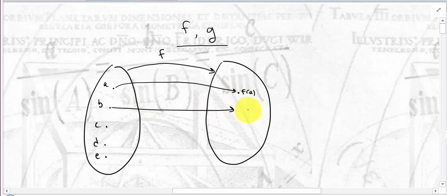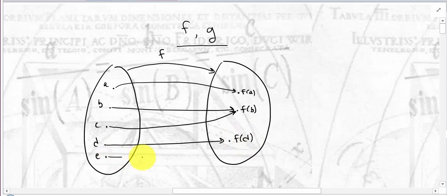Then we're going to have an f of B, and maybe f of C will be going at the same place as B. It's possible. It doesn't make it not a function. And then we're going to have an f of D right here, and then finally an f of E right there. So we're looking at the function that carries elements from the set that we can call A into the set that we can call B.